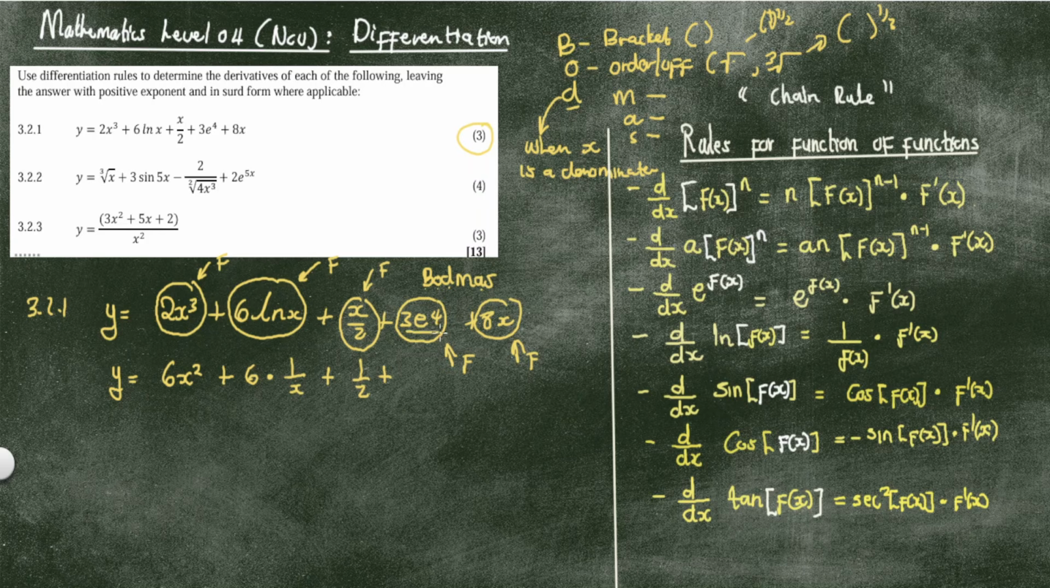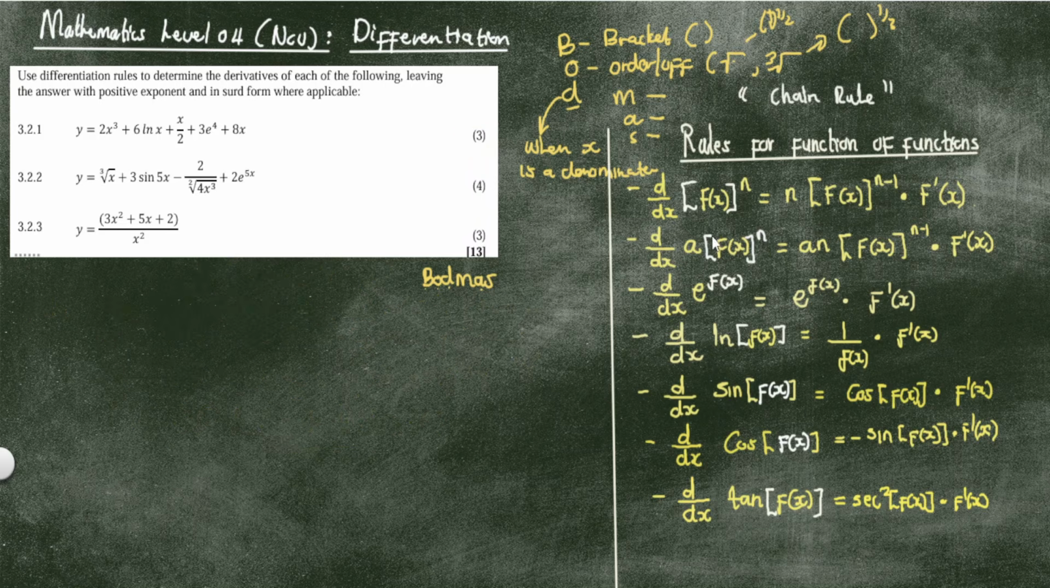Plus, this is a constant. For the 4th term there is no x, and I'm differentiating with respect to x, so this whole thing is a constant. Plus, here I'm going to just drop the x. When simplified, it's 6x squared plus 6 over x plus 1 over 2 plus 0 plus 8. This is our final answer.